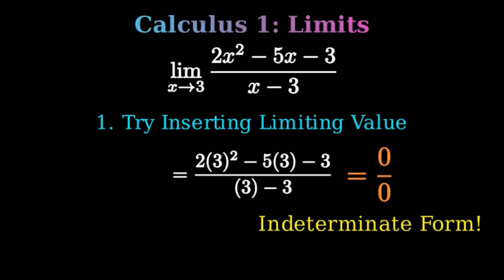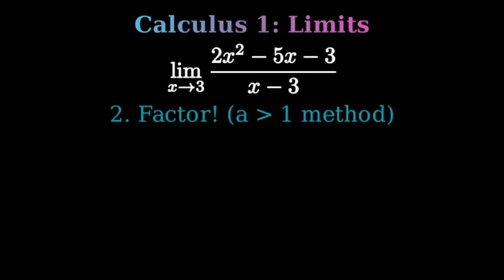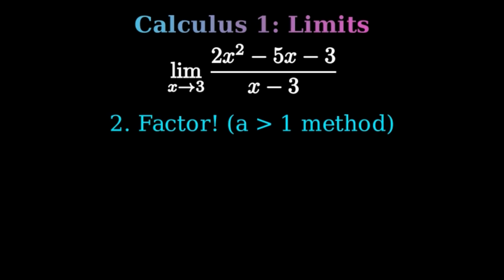The algebra manipulation I'm referring to in this problem is factoring. If you look at the numerator, we have a quadratic. I can try to factor the numerator. When we try to factor the numerator, recall that a is 2, which means that a is greater than 1. We can't use the easy method of factoring. If you need help factoring, make sure you mention it down below. But we're going to have to use the a is greater than 1 method.